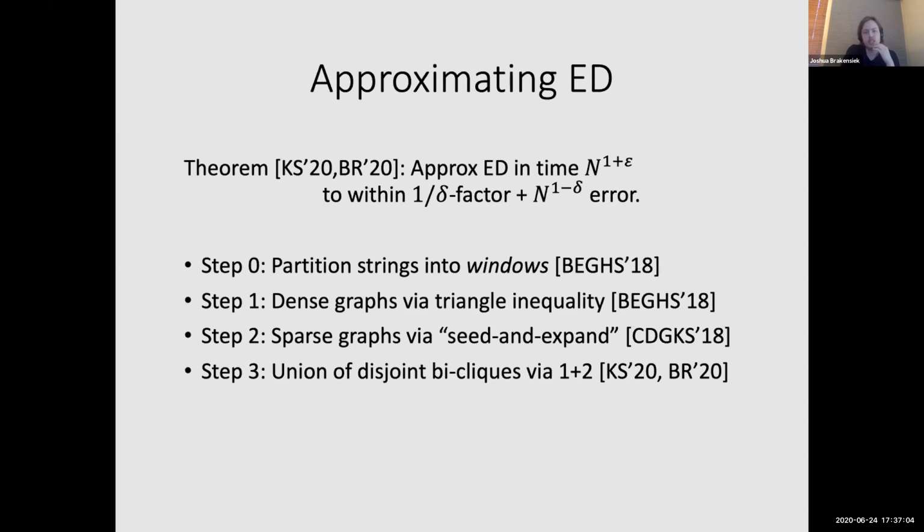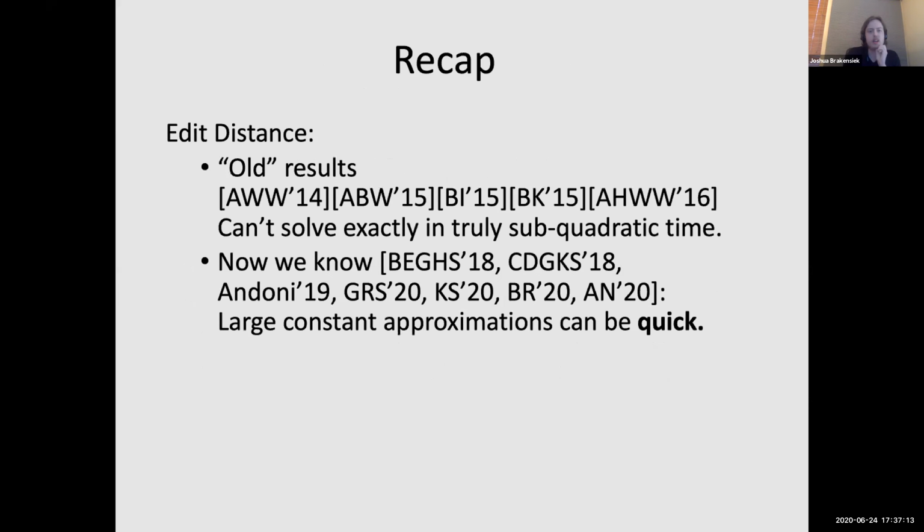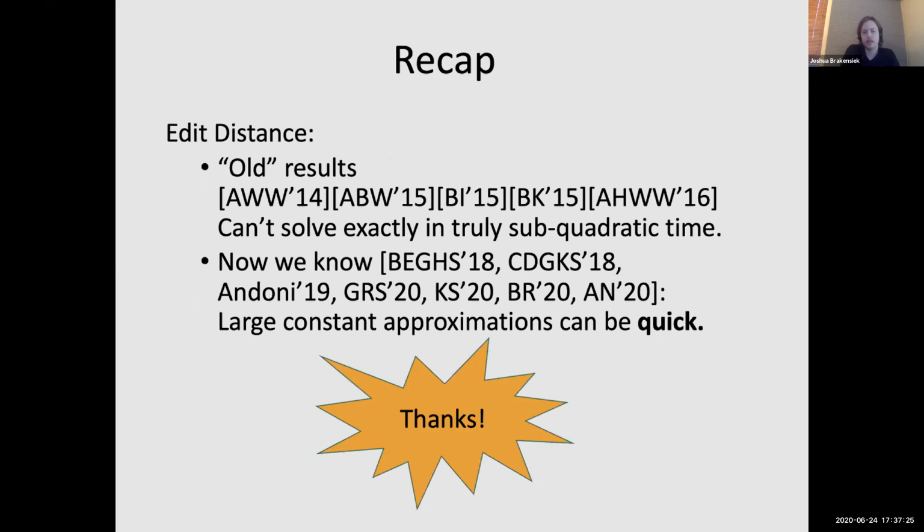If you'd like to see more details, you can watch the longer talk on YouTube or read the papers. Just to recap, we know that classically you're unlikely to solve edit distance in subquadratic time, but large constant approximations can be found quickly. Thank you.